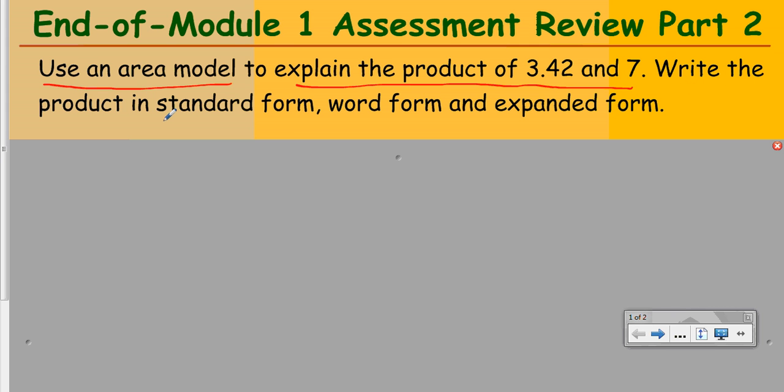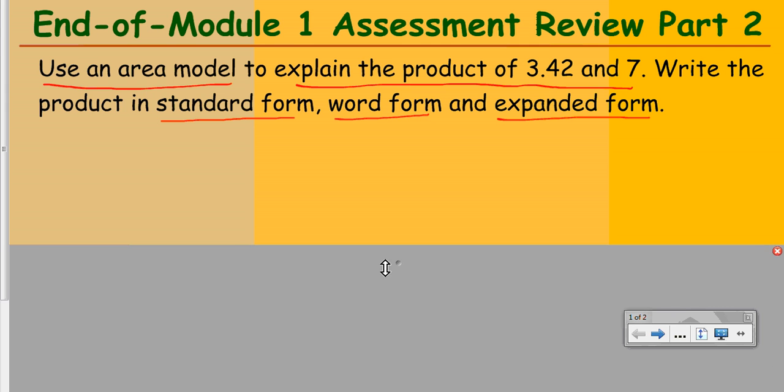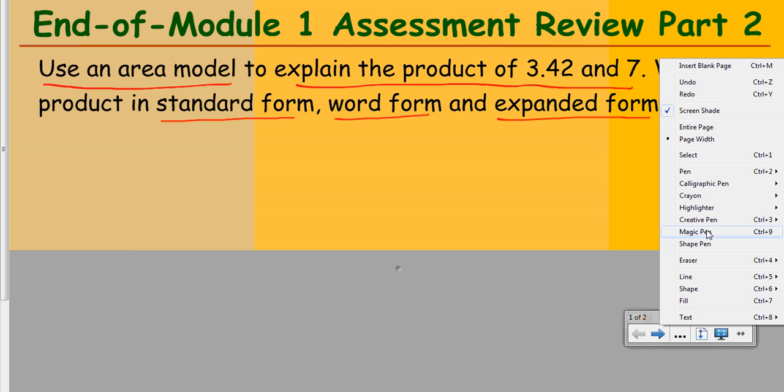Write the product, we have to write it in standard form. We have to write it in word form. We have to write it in expanded form. Is there another form we have to put it in? That's a lot, okay? But you know what? This is like a piece of cake. You guys, this is a cakewalk, okay? You're going to see. So basically, the first thing we need to really understand, okay?